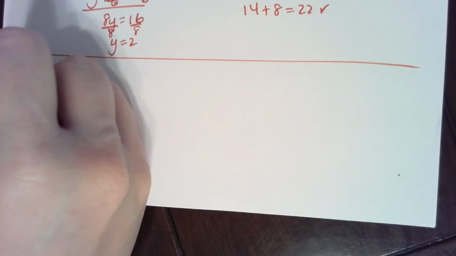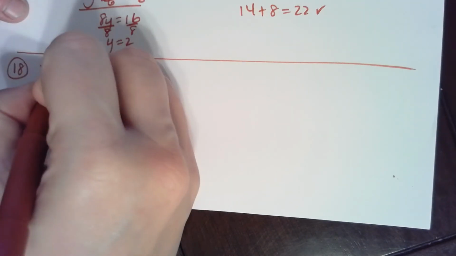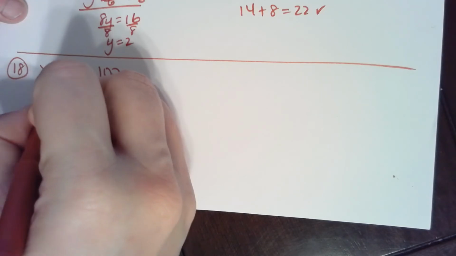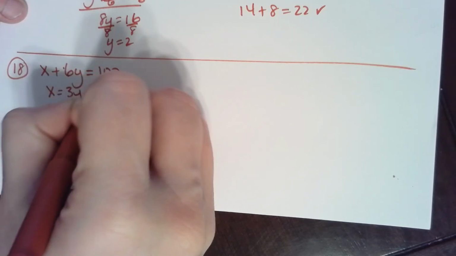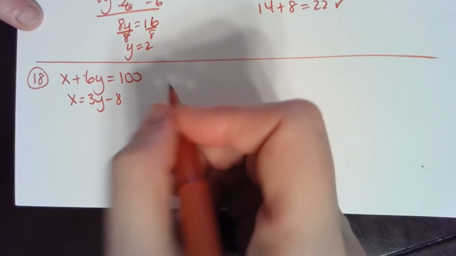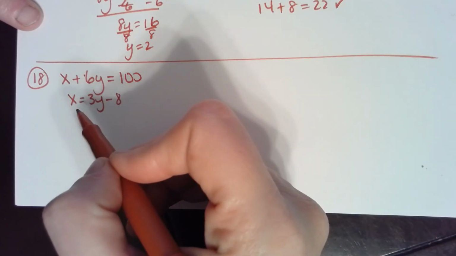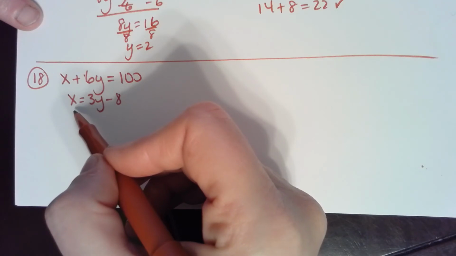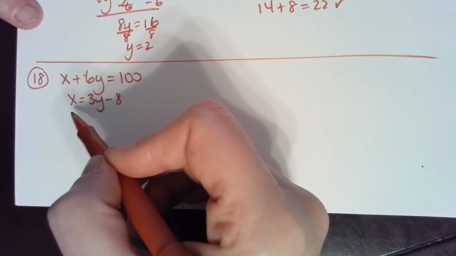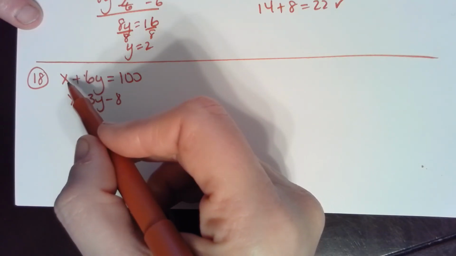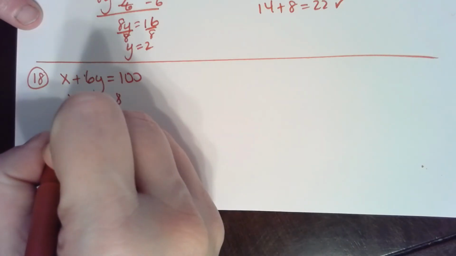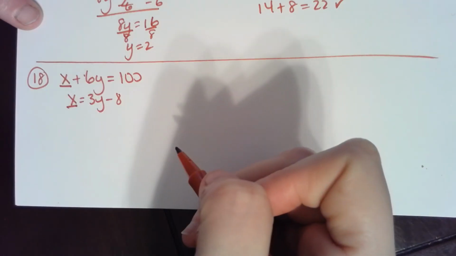18 is x plus 6y equals 100, and x equals 3y minus 8. So again, I ask myself, what method am I going to use? Well, I can't use graphing because I don't have something set equal to y. I can only put y equals stuff in my calculator. I can't use setting equal because this one isn't set equal to x. If they were both set equal to x, I would use setting equal. And so, since I have an isolated variable, my strategy has to be substitution.